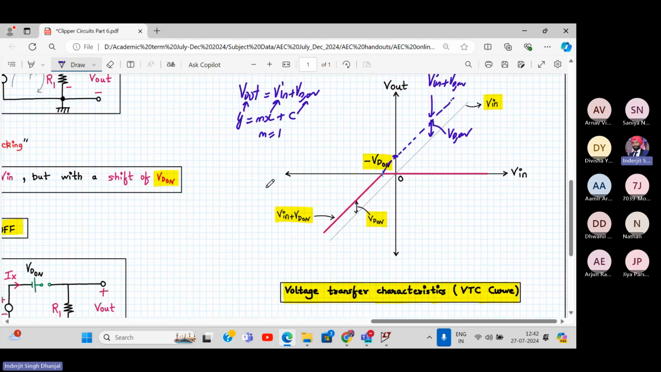So input is less than minus VD on means what? If this is my level, so input is less than minus VD on, my diode is on here. So that's why it will follow the input, but with a shift of Vin plus VD on. And when it is on this side, when the diode is off, my output is zero, straightforward zero. So in a series clipper, when the diode is off, the output is zero, straightforward.